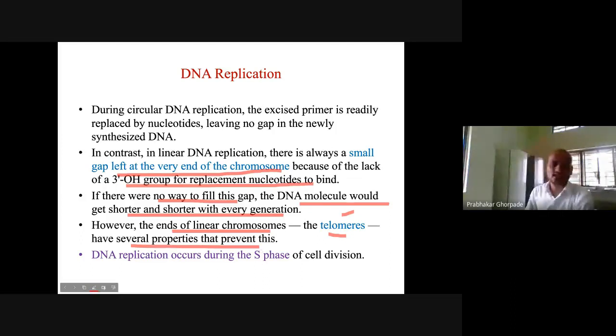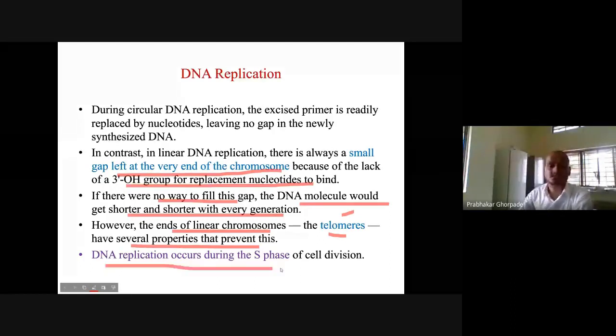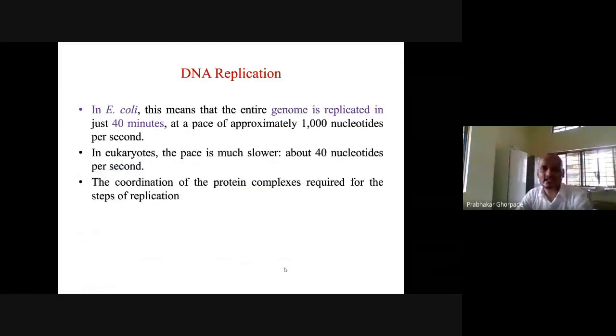DNA replication occurs in the S phase of the cell division, which we already saw. In E. coli, this means the entire genome is replicated in 40 minutes at the pace of 1000 nucleotides per second. In eukaryotes, this pace is slower, about 40 nucleotides per second. Coordination of protein complexes is required for the steps of replication.